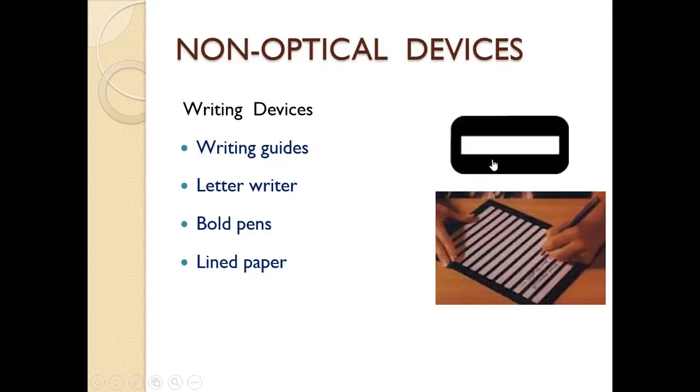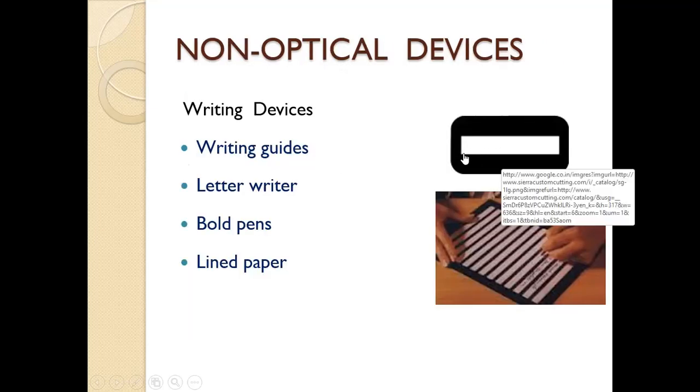These are some non-optical devices which help in following the lines. This is a signature pad where you just keep it and sign in the center. Otherwise, it is very difficult for them to follow a line.